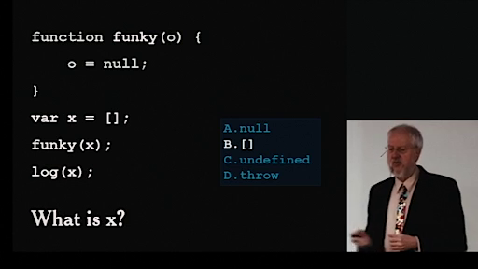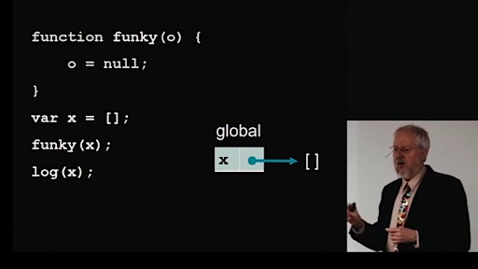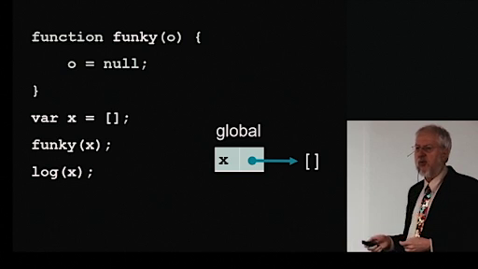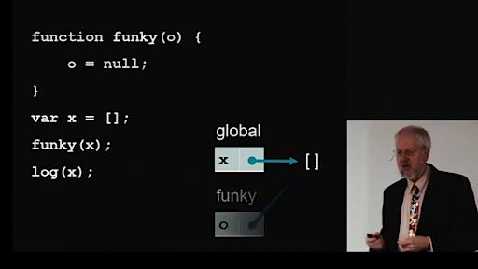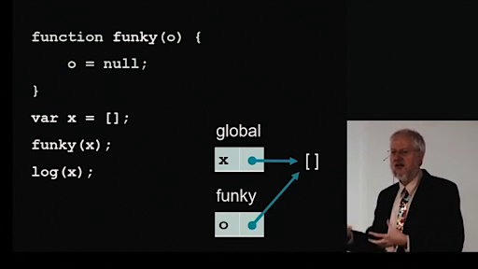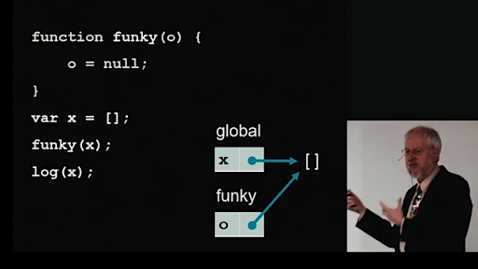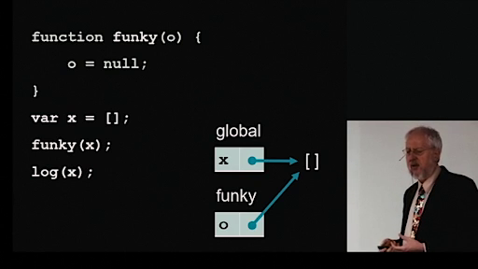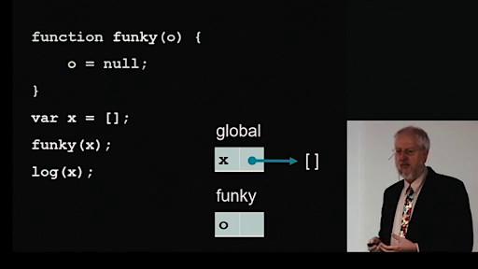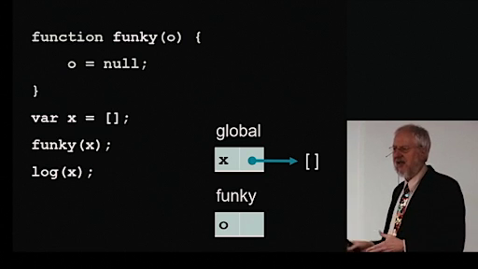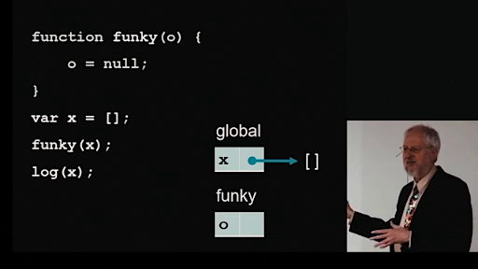So let's look at what's happening here. So we start off, we have the global variable x that points at the array. We pass the contents of x, which is that reference, to funky, which has it bound to O. We replace O with null, and there you are. So funky as written is a completely useless function.